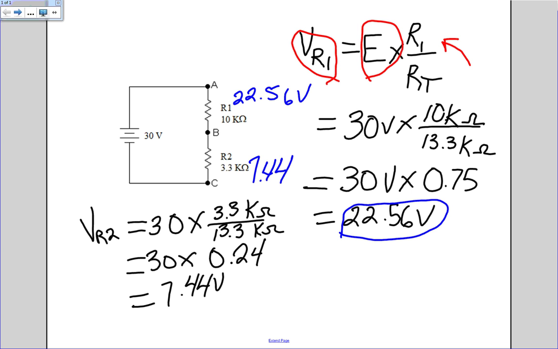7.44. Now if we've done this correctly, and I'm only taking it to a couple decimal places here, these two circled in blue should add up to 30 volts. Let's add them up and see. 7.44 plus 22.56, and we come out to 30.003. So we have come out to, for all intents and purposes, 30 volts. We've done this correctly.